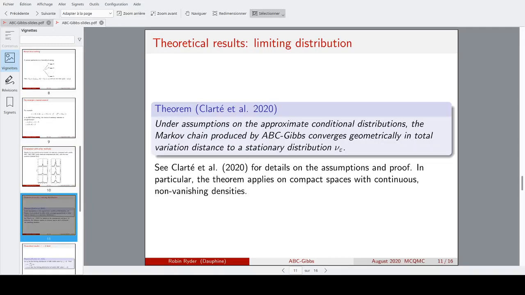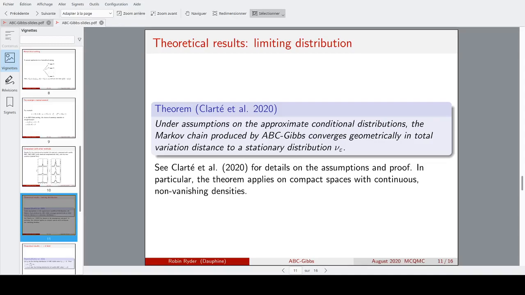Now, I'll give you a couple of theoretical results. The first one is the limiting distribution. It's not clear that there would be a limiting distribution to this algorithm, and so our first theorem is to say that the Markov chain produced by ABC Gibbs converges geometrically to some stationary distribution, which we call nu epsilon, in total variation distance. So as the number of iterations goes to infinity, we do have a stationary distribution. I'm not saying anything about it yet.